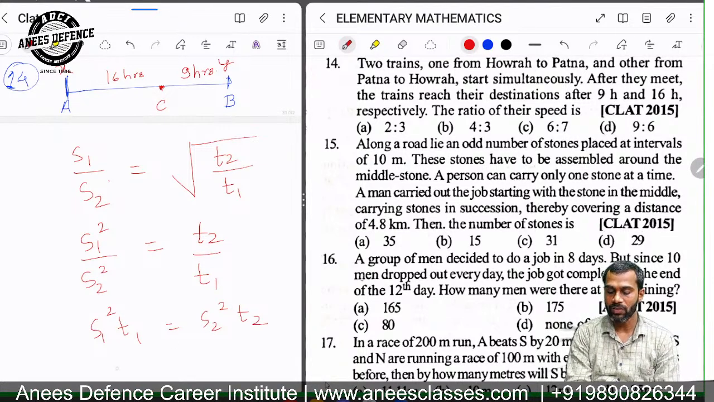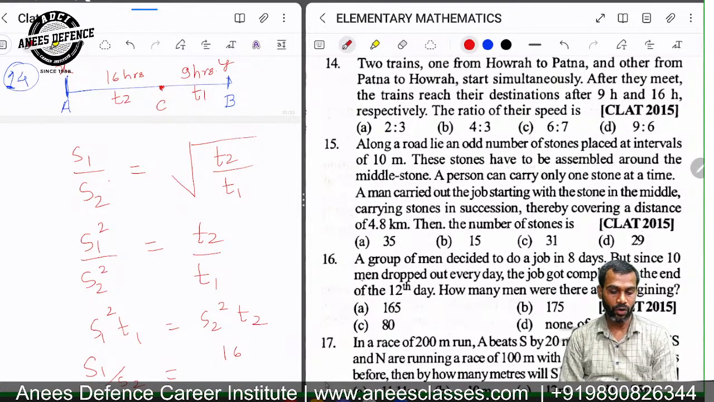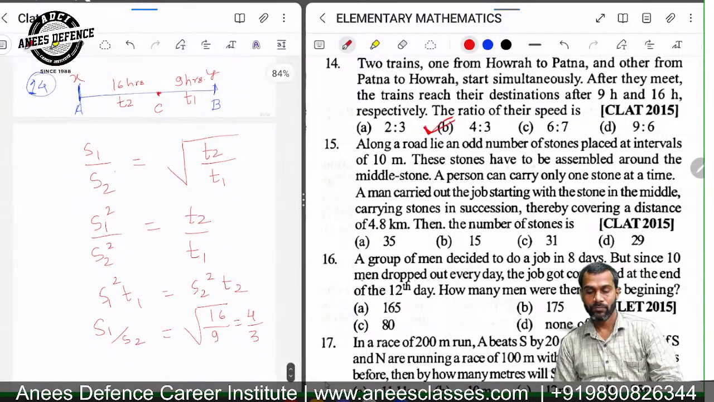That is the relation. So answer would be, tell me, S1 upon S2 is, what is T2? 16. This is T1. This is T2. T1 is for X and T2 for Y. 16 by 9. So answer would be 4 by 3. Which option is correct? Yes, Purva, have you understood? So this is the shortcut.